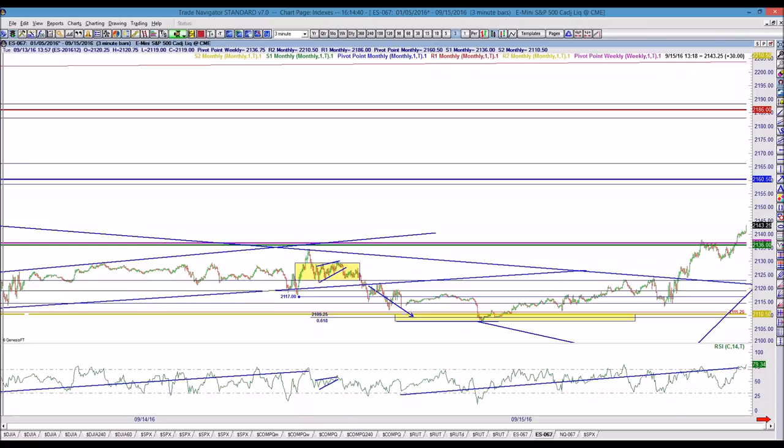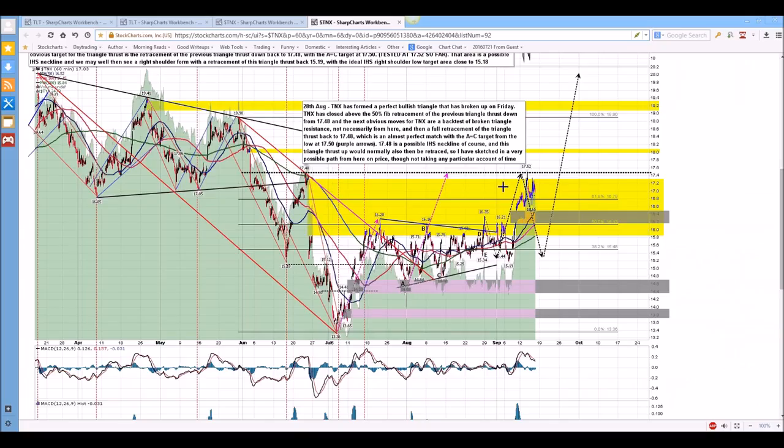All right, now this is a favorite of mine, and this is an absolute beauty that's playing out at the moment. This is TNX, which is the 10-year Treasury yields, and this is a triangle that formed on that, although it appears a bit differently on TLT and ZB. Now, you've got A, B, C, D.